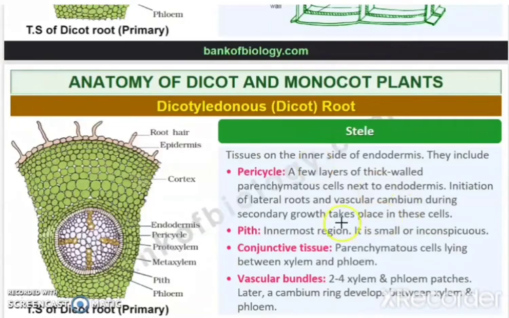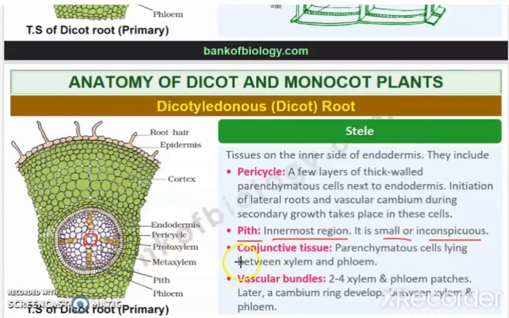Now move on to the next part, children, which is the pith. Right? So what is this pith? It is the innermost region of the root. Right? Not root, it is the innermost portion which we see in any organ of the plant. It can be in the root, stem, leaf, everywhere, right? So this is the pith. The center portion is the pith, and this pith is small or inconspicuous. It means that it is either very small or else it won't be properly visible. Okay, so it is called the pith.